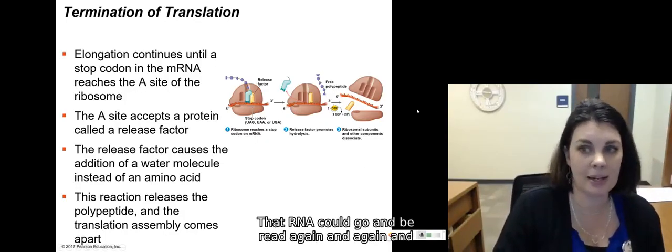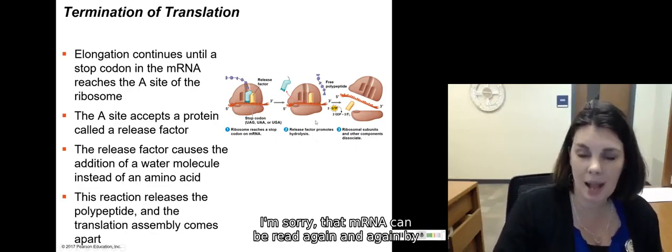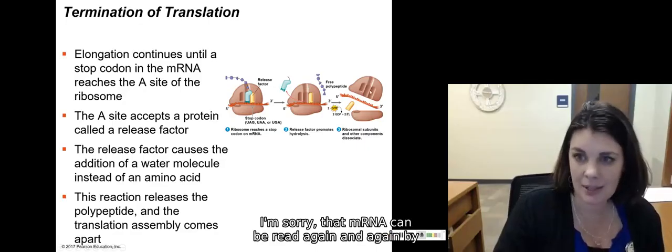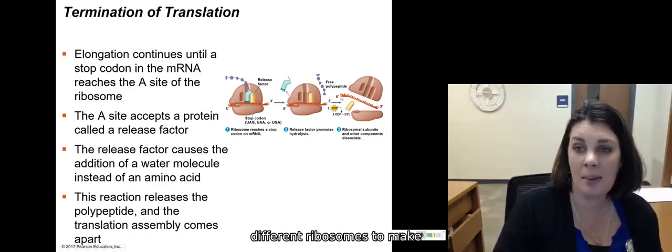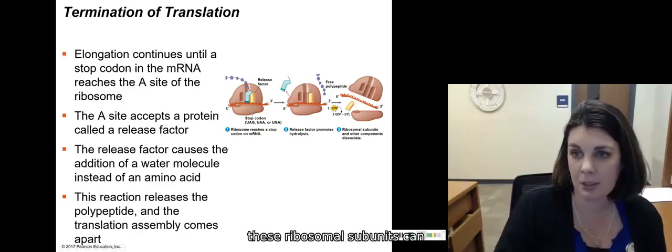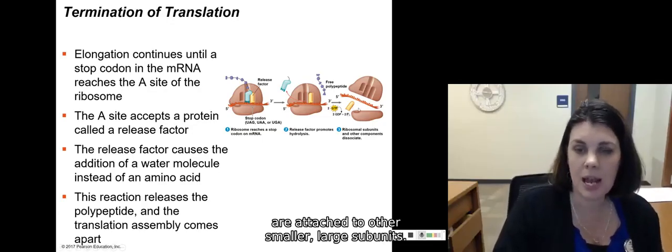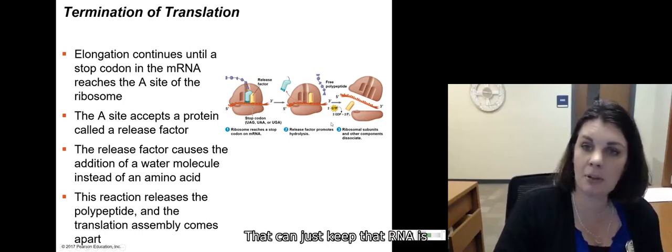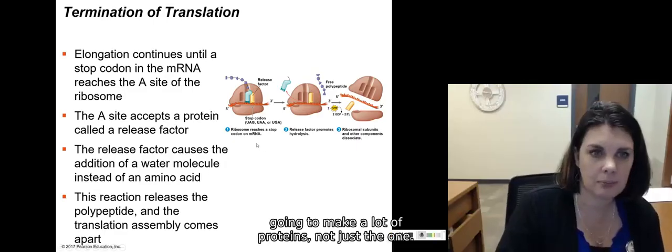That mRNA could be read again and again by different ribosomes to make new polypeptides until the RNA gets broken down. These ribosomal subunits can go attach back to each other or attach to other subunits, so that RNA is going to make a lot of proteins, not just the one.